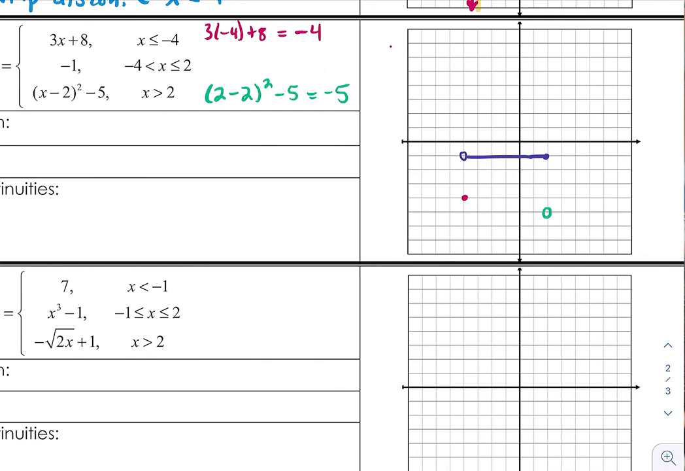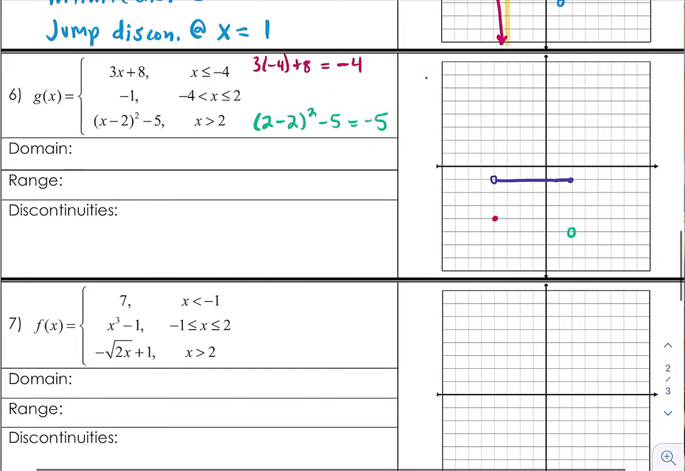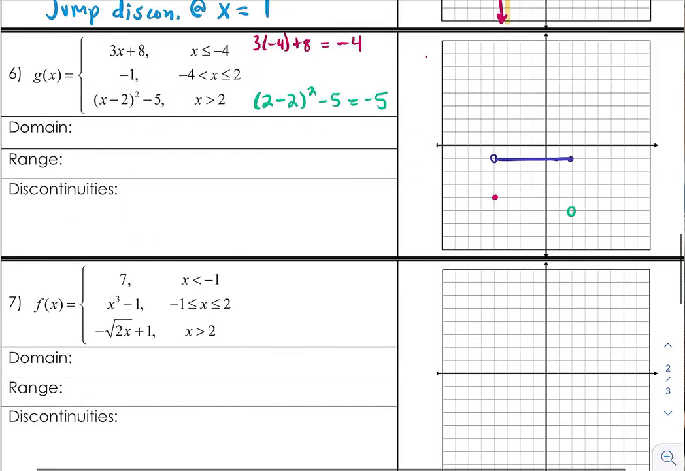All right, so I can't leave it like this. This is a very sad graph. This is a very unfinished graph. So now we need to go back to the different functions. Color coding is really helpful here. So 3x plus 8. Slope of that line is +3. So to go to the left, I want to move left. So I'm going to go left 1, down 3.